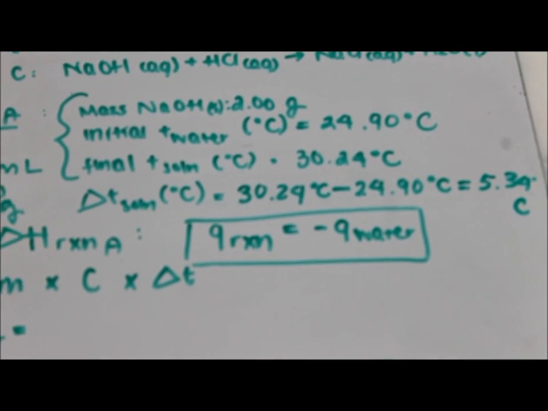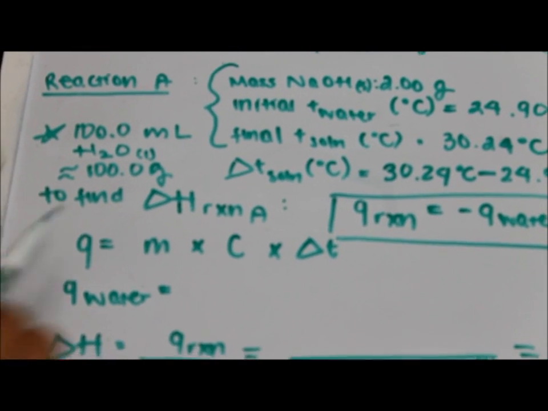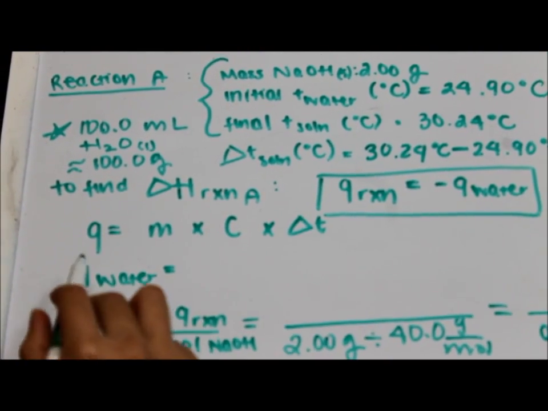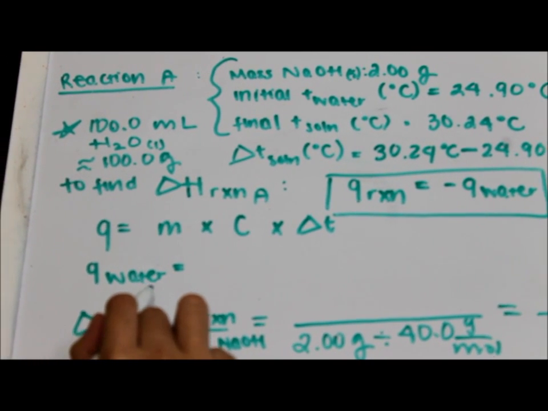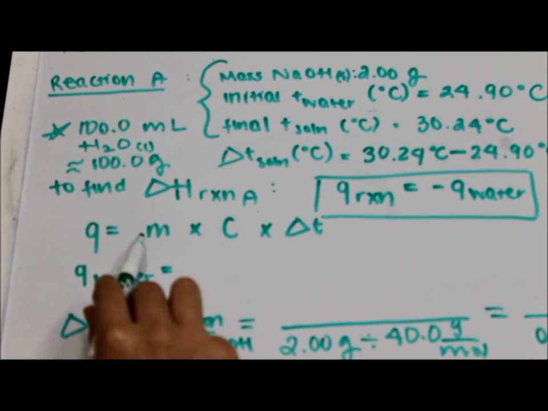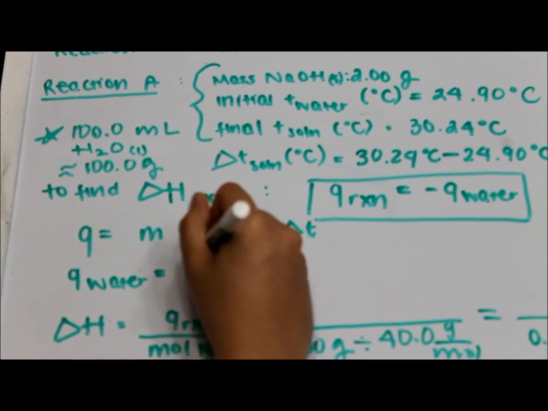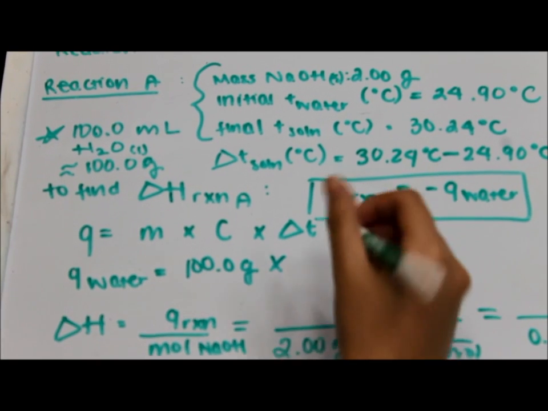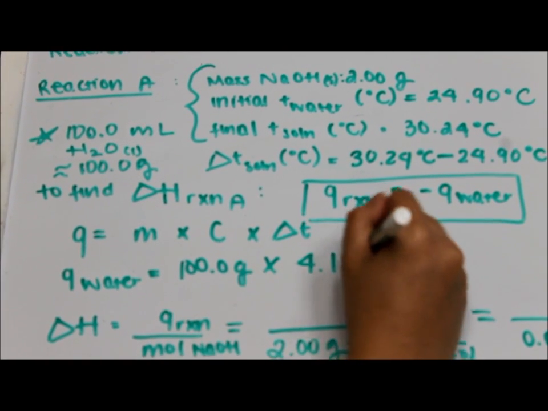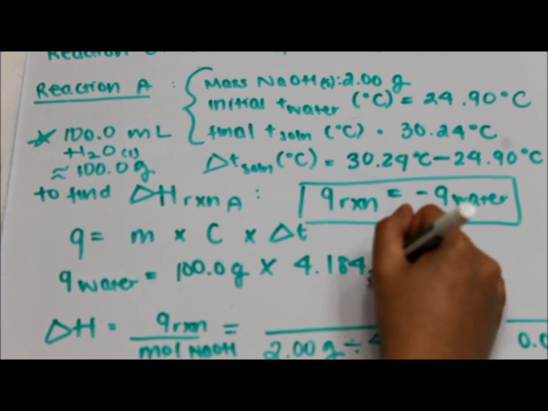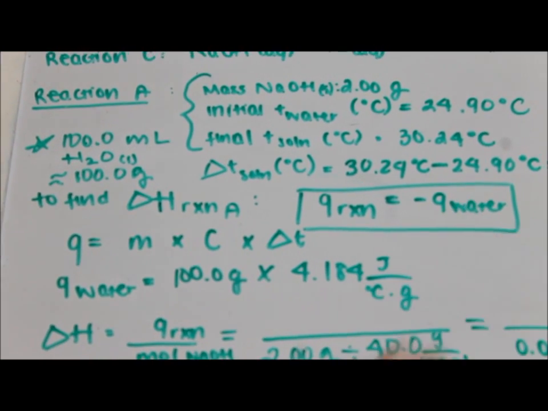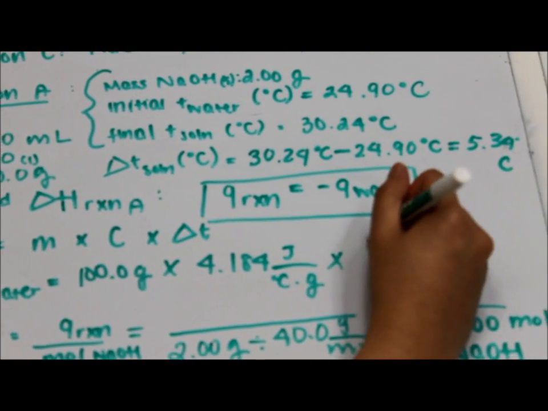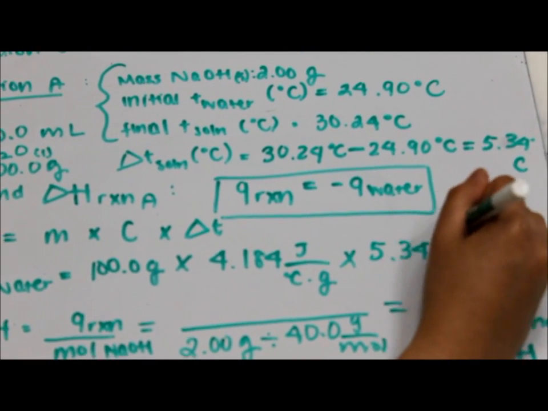Next, we're going to find Q of the reaction. We know that Q of reaction is negative Q of water. So we're going to first find the Q of water. Q is equal to mass, in this case 100 grams of water, times the specific heat, or 4.184 joules per degree Celsius times grams, times the change in temperature, which we have calculated to be 5.34 degrees Celsius.